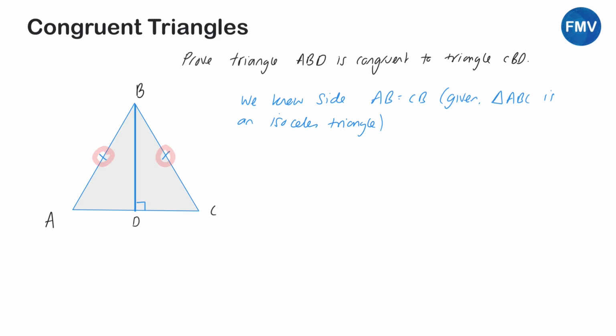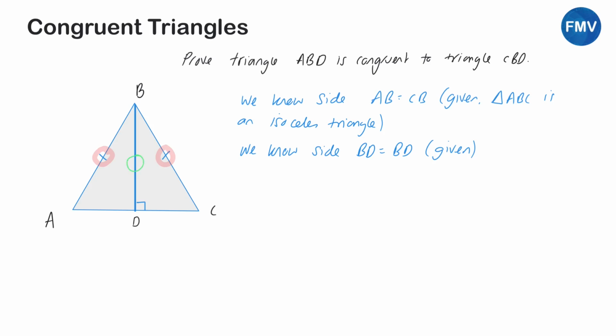The second thing we can say is that side BD is common to both. This side BD is part of this triangle, and this side BD is also part of this triangle. So it's the same length for both, so it's common to both. And that's just given. So we've dealt with that side as well.